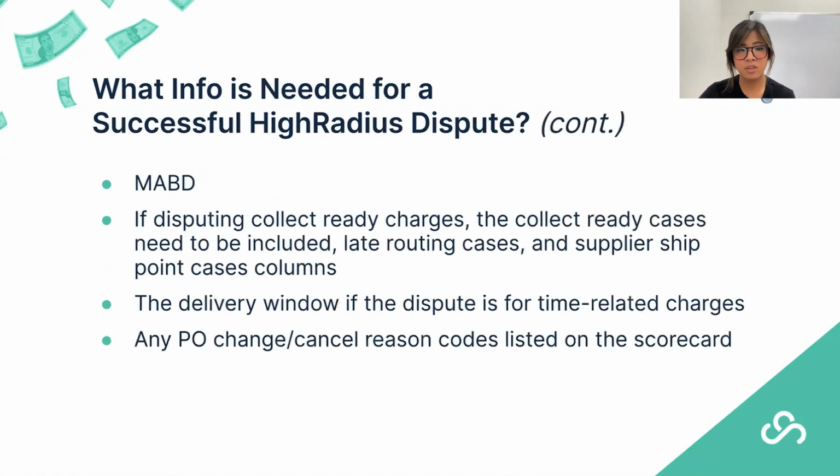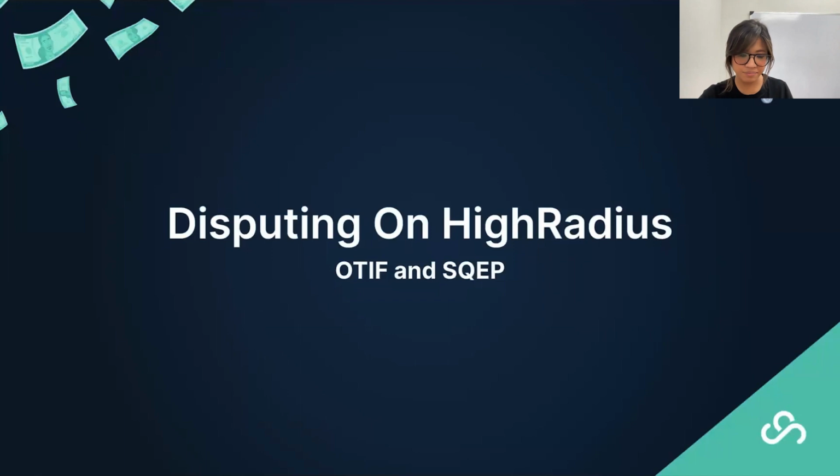They also ask for things like MABD because obviously they're judging your prepaid on time score, for example. And if you're collect ready, how many cases, what's late routing, and so forth. So you guys will have access to all this information, but this is the bare bones of what Walmart is expecting anytime you submit a dispute on HighRadius, either for OTIF or for SQEP. So we wanted to give you screenshots of the process just so you have them available.